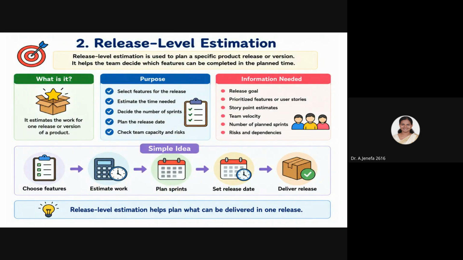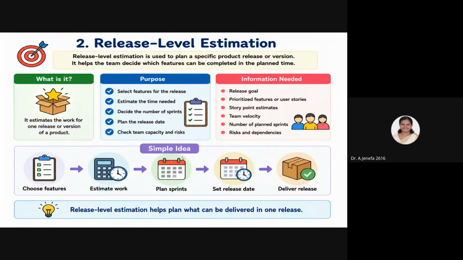Fine. As I have given the diagram for what release level estimation is, followed by its purpose, next is the information required. We need the release goal and prioritized features. A set of features will be taken and planned to complete within the duration and delivered as a product version to the customers. Then story point estimates and team velocity. How many team members are required to complete this within that duration? That has to be planned prior to starting the work, right? And the risks and dependencies.